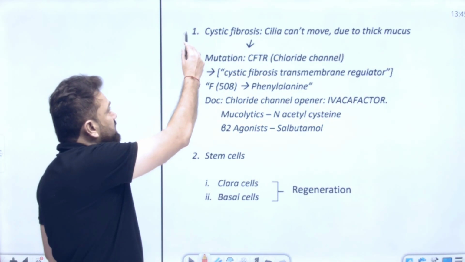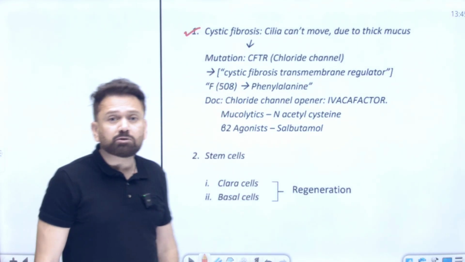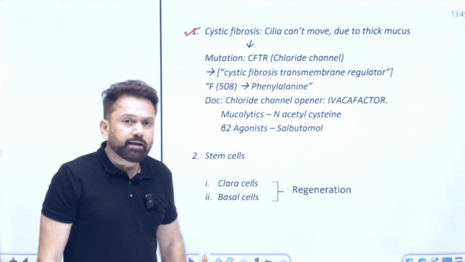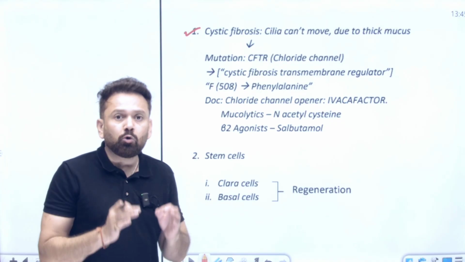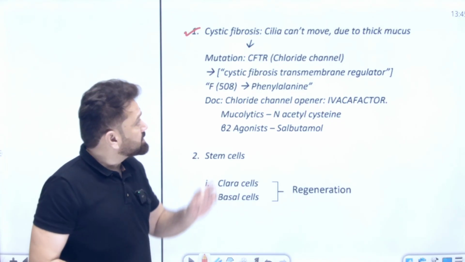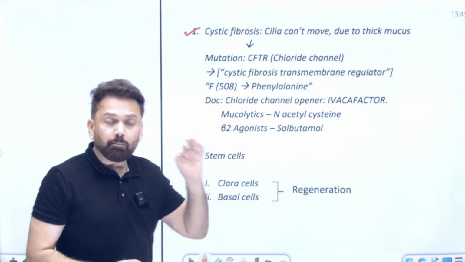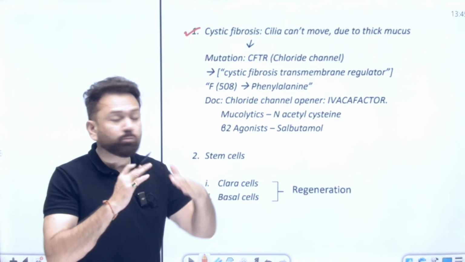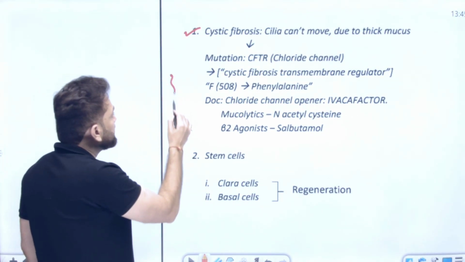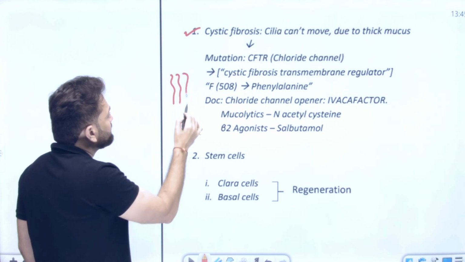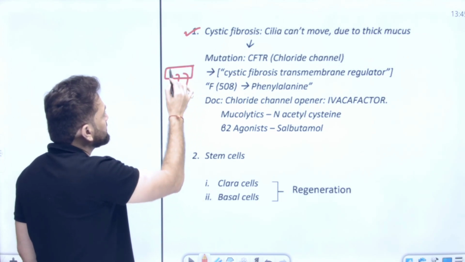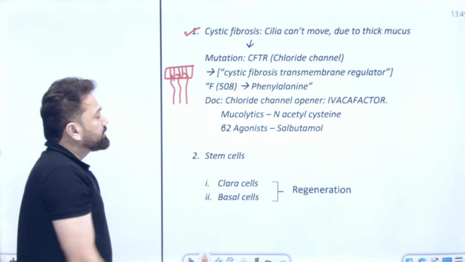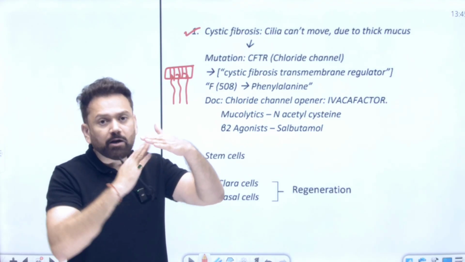Now, one more clinical significance is, what about cystic fibrosis, doctor? In cystic fibrosis, there is no problem with the cilia. Cilia are perfect, they have dynein, but they cannot move, because the mucus is very, very thick in the lung. It is so thick that cilia cannot move.